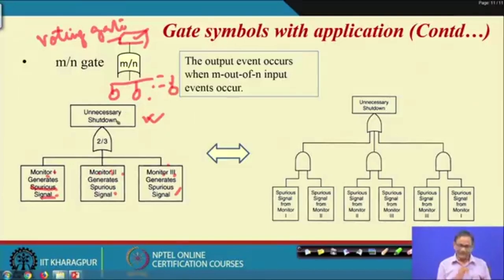Here the top event is unnecessary shutdown. You have 3 monitors, and if 2 of the 3 monitors give a signal for shutdown, you will shut down. But these are spurious signals, no problem. This is the concept. So, its equivalent representation is this.